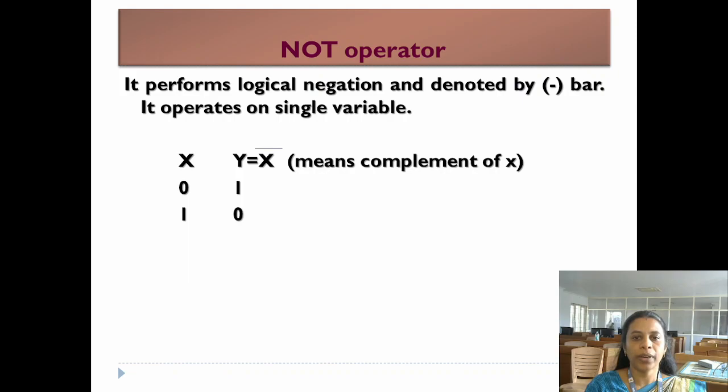And the third operator is the NOT operator, which performs the logical negation of the input. It is represented by a bar over the variable. If the input variable is represented by x, your output y is equal to x bar, the negation of the input. Here we have a single variable as input, so 2 power 1, which is equal to 2 combinations, that are 0 and 1. If the input is 0, your output will be high, and if the input is 1, your output will be low.